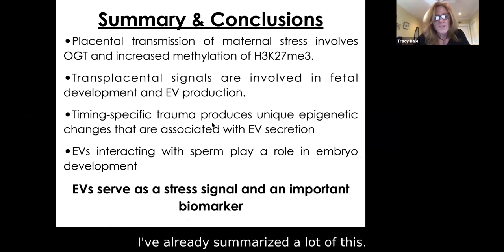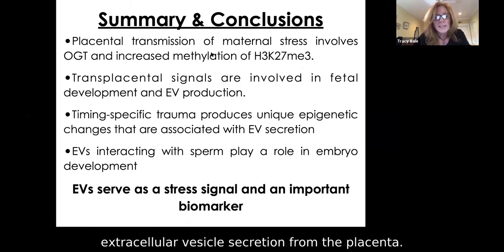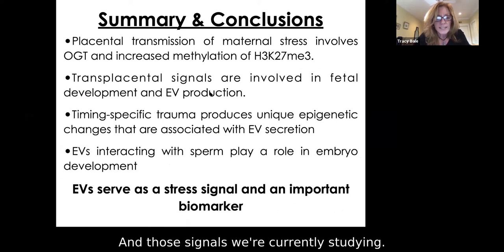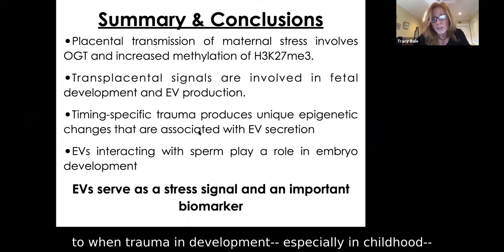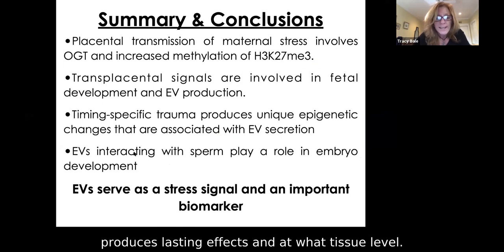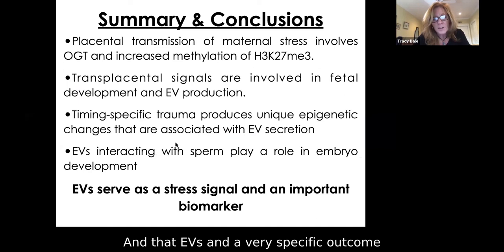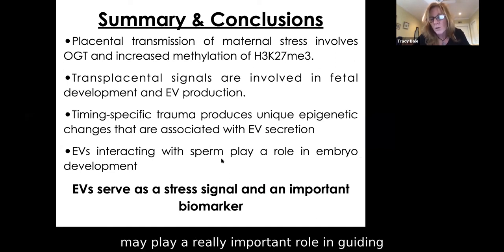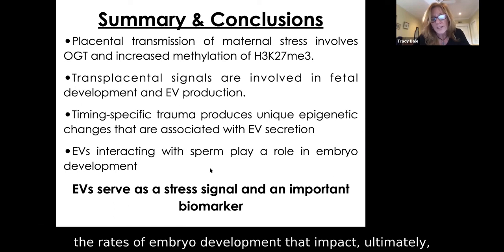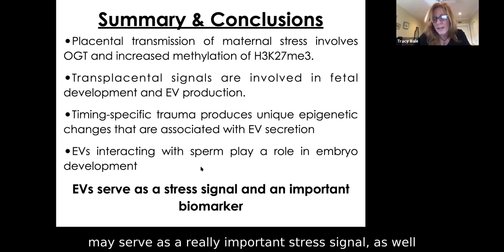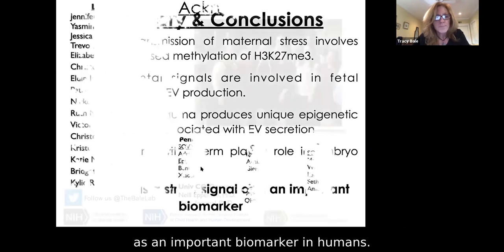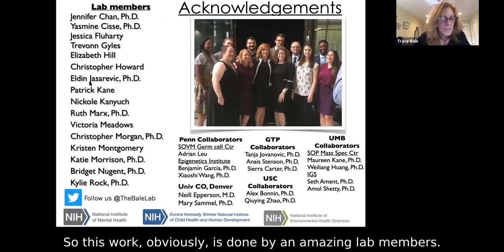So with that, in summary, I've already summarized a lot of this, but the OGT signals we think are key for a lot of the extracellular vesicle secretion from the placenta, and those signals we're currently studying, that there are timing specific trauma outcomes related to when trauma in development, especially in childhood, produces lasting effects and at what tissue level. And that EVs and a very specific outcome, looking at vesicles produced from epididymal epithelial cells interacting with a germ cell, may play a really important role in guiding the rates of embryo development that impact ultimately the brain. So I hope I've convinced you that EVs may serve as a really important stress signal as well as an important biomarker in humans.